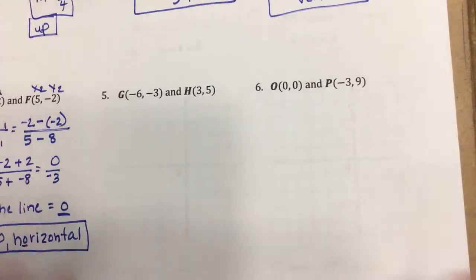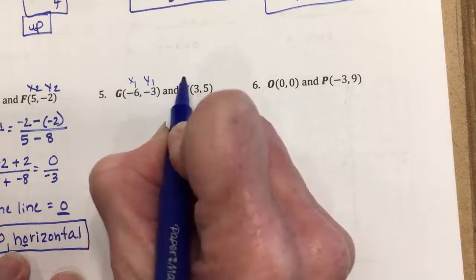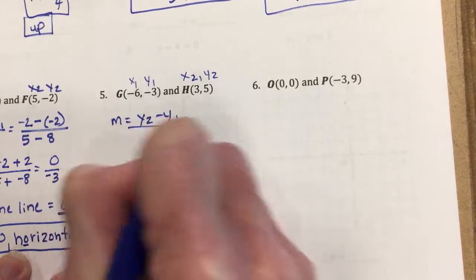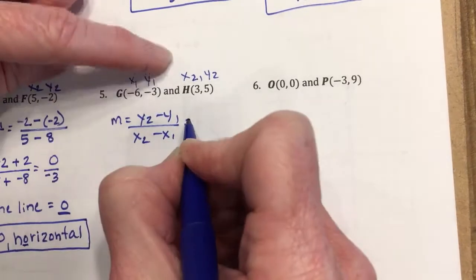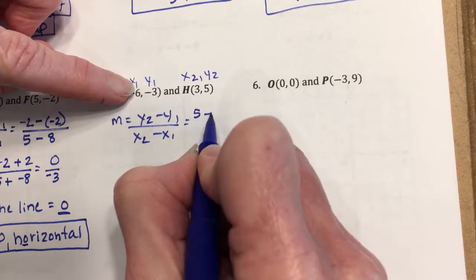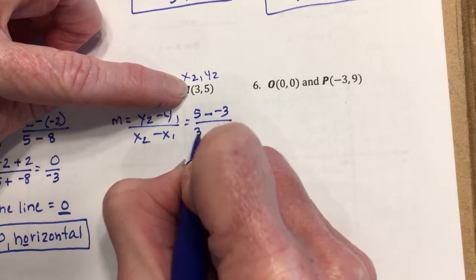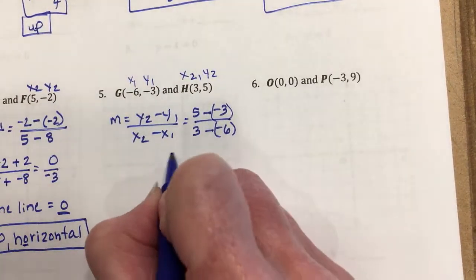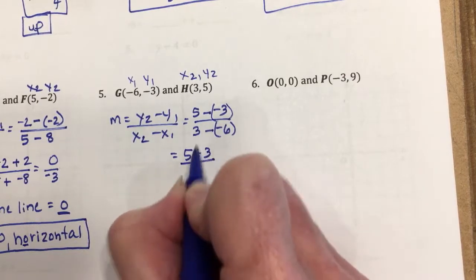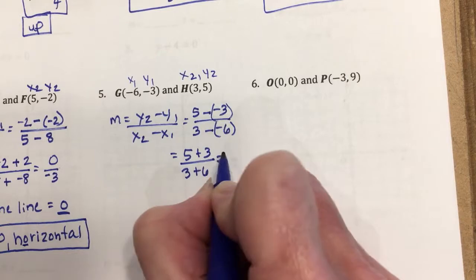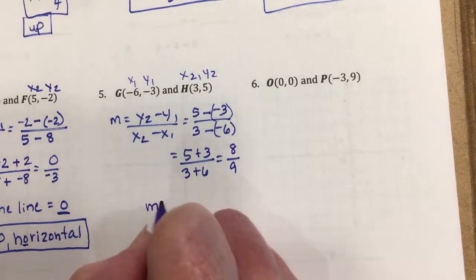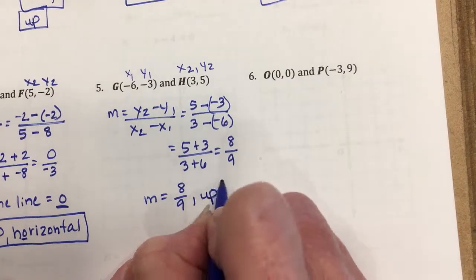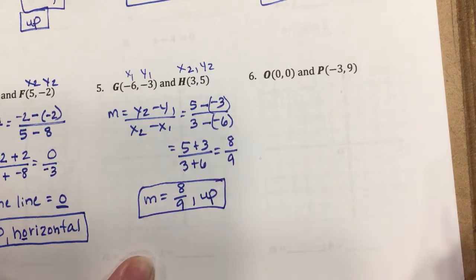Look at the next one. So if I have x1, y1, x2, y2, then my slope will be 5 minus negative 3 and 3 minus negative 6. Okay, I'm going to rewrite that. 5 plus positive 3 and 3 plus positive 6. So 5 plus 3 is 8, 3 plus 6 is 9, so my slope is a positive 8 over 9, which tells me if it's positive, my line will go up. And these are always like up to the right and down to the right.